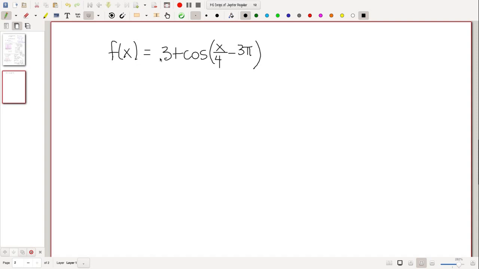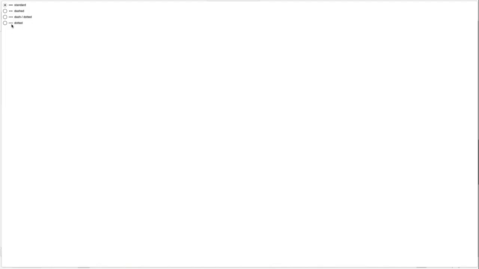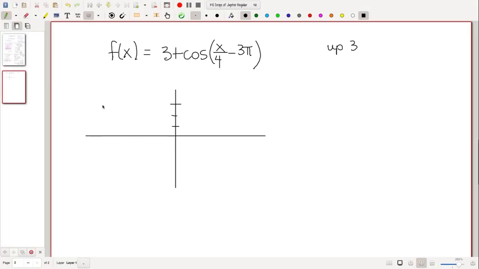I'm going to start at the very beginning of this, and this 3 is going to make my graph shift up 3 units. So if I were to graph this, the middle of my graph is going to be right here at 3. So let's make that dashed. There's the middle of my graph now. Oh, yikes. Let's try that again.